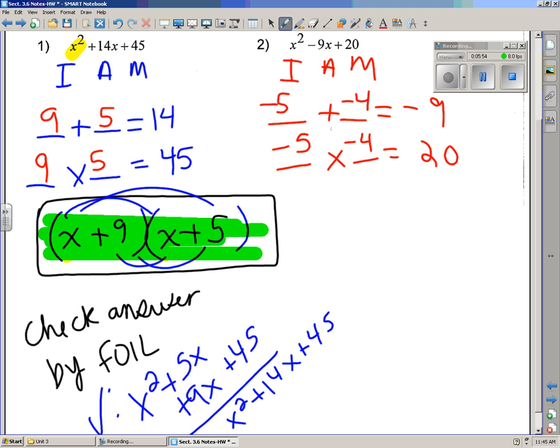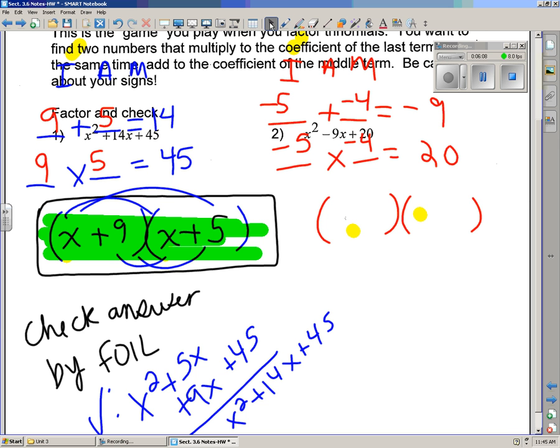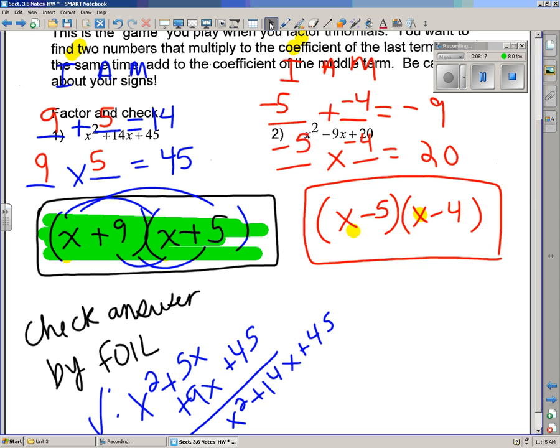Again, all that's left to do is give yourself two parentheses. The only way that you can start these parentheses off with a 1x squared is to put the x's in the front here for both parentheses. So I've got x, I knew that was going to happen. I'm going to have an x with the negative 5 and an x with the negative 4. Those two parentheses, that's the answer to this factoring problem.